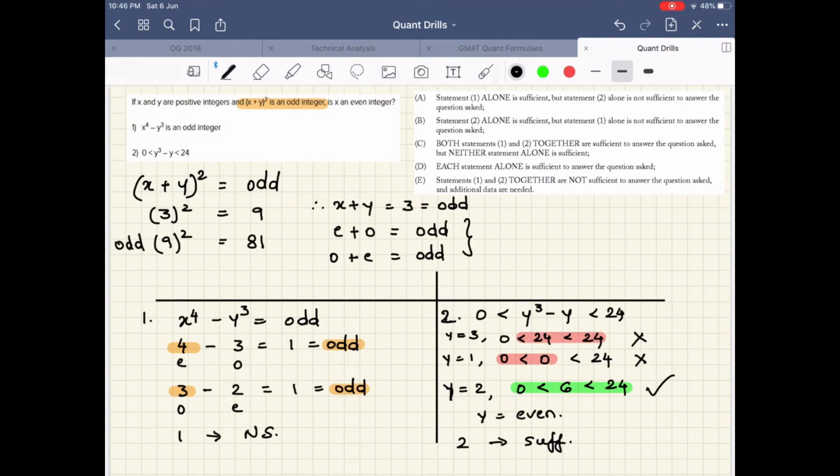Remember, the question had asked whether x is even or not. Now here I can say that y is even, so x will automatically be odd. So I will write here x is odd. So answer choice B.